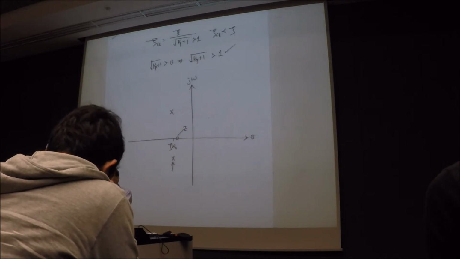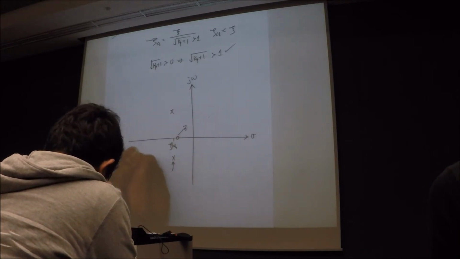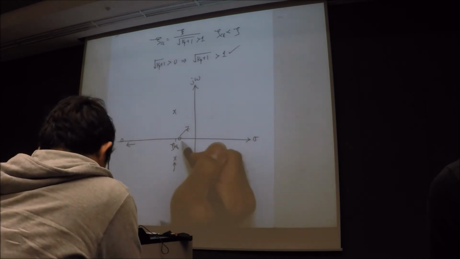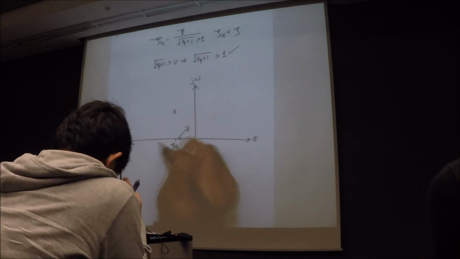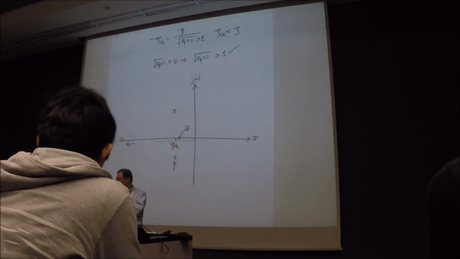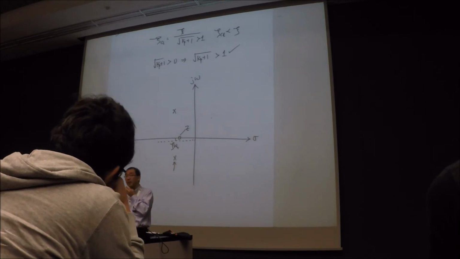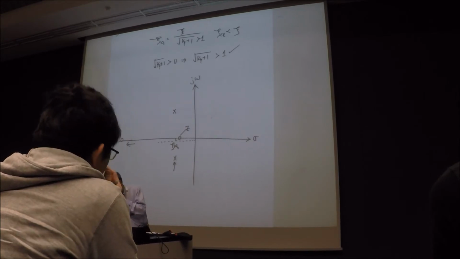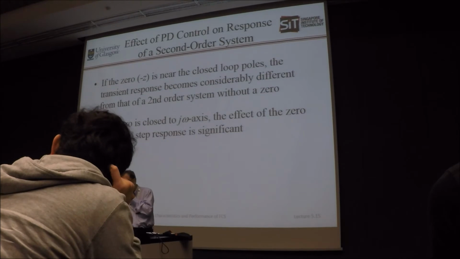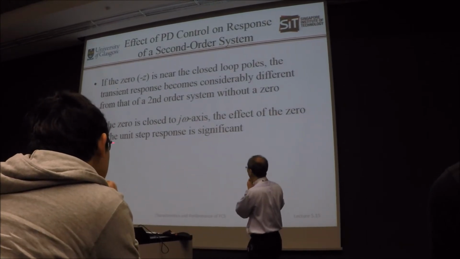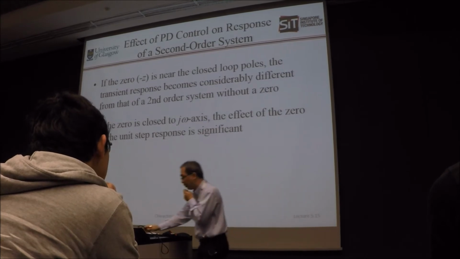Okay, ideally you want this 0 to be as far out as possible. You don't want the 0 to be around this region. We typically do not want the 0 to be close to your closed loop pole and also close to your j omega axis. Why? The reason is very simple. If you come back, you can see that when the 0 is close to the j omega axis, the effect of the 0 on the unit step response will be very significant.